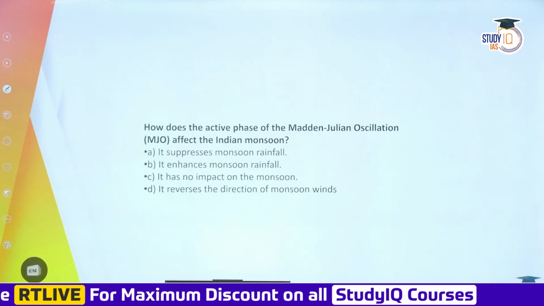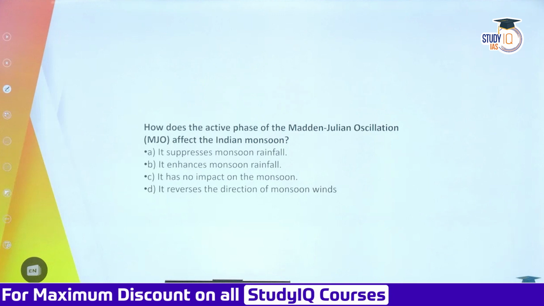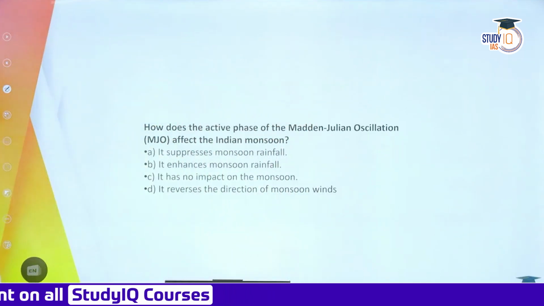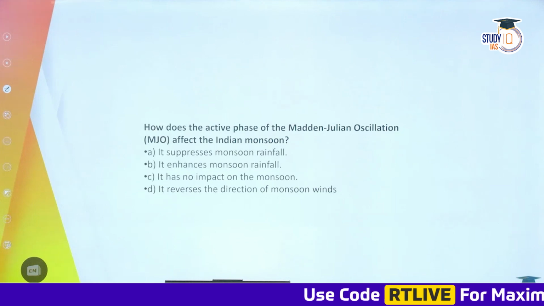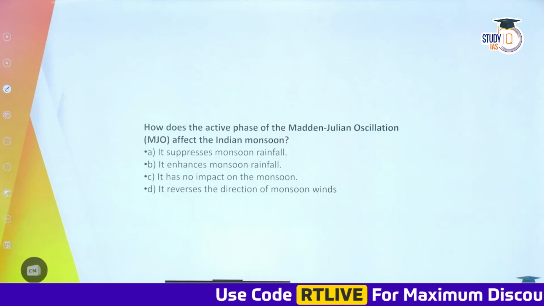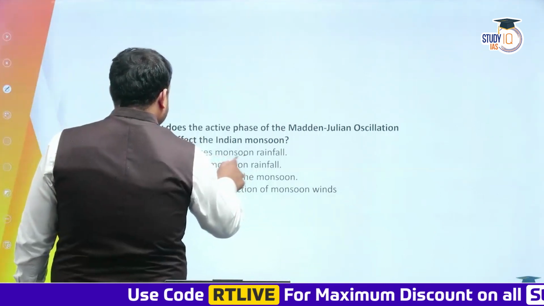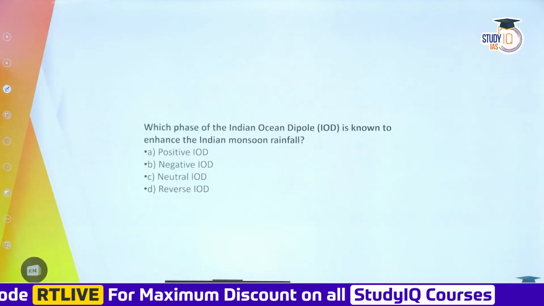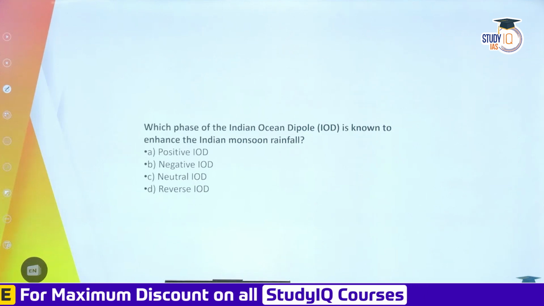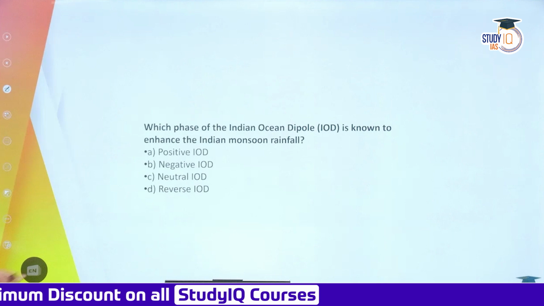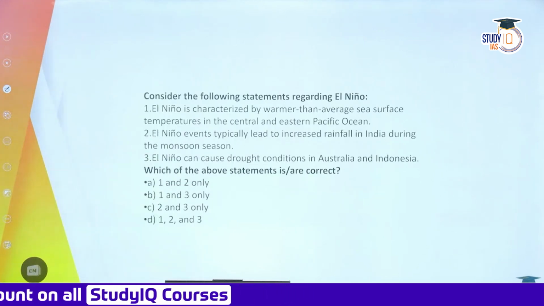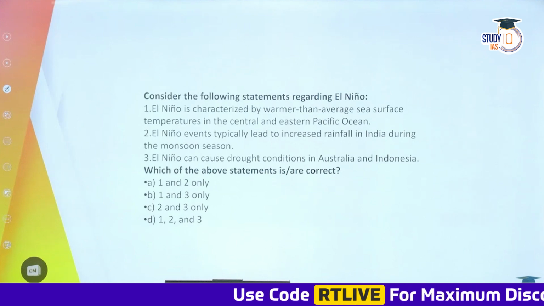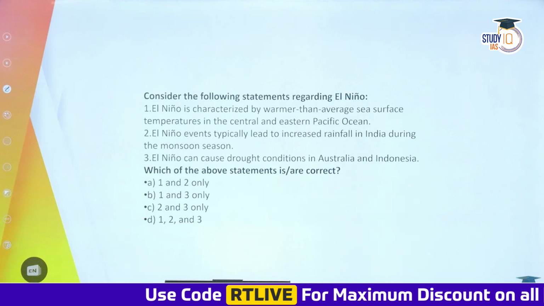सोच लें. How does active phase of Madden-Julian oscillation affect the Indian monsoon? Active phase means positive phase. Positive means it is going to lift up the air. It means it is going to enhance monsoon. So it suppresses monsoon? No. It enhances monsoon? Yes. It has no impact? No. It reverses the direction of monsoon? Wow, bhai, wow. Great. हो गया क्वेश्चन.